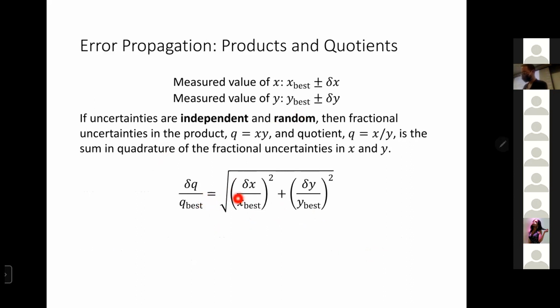Then basically the fractional uncertainty ends up getting added in quadrature. So if you take the uncertainty in q, if q is equal to xy or x over y, then delta q divided by q, right? So the relative uncertainty in q is equal to the square root of the relative uncertainty in x squared plus the relative uncertainty in y squared. Okay?